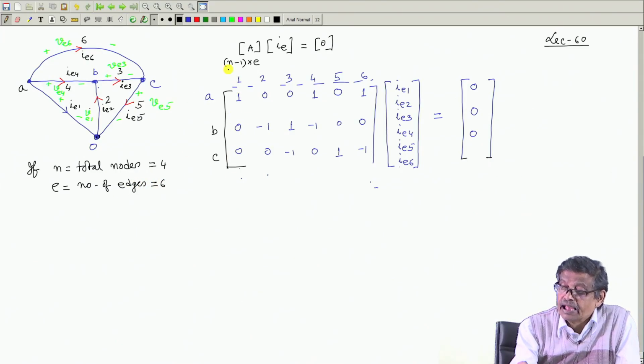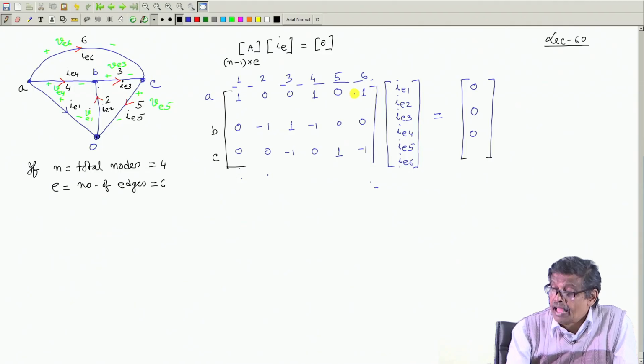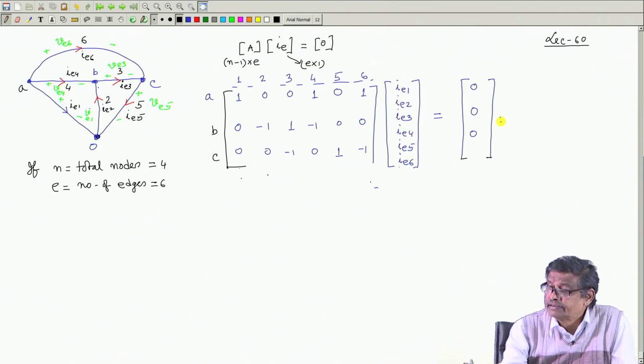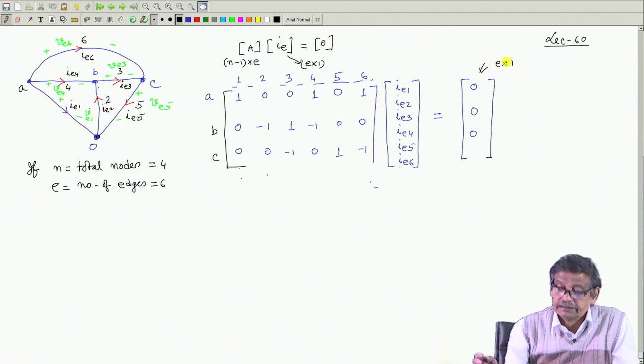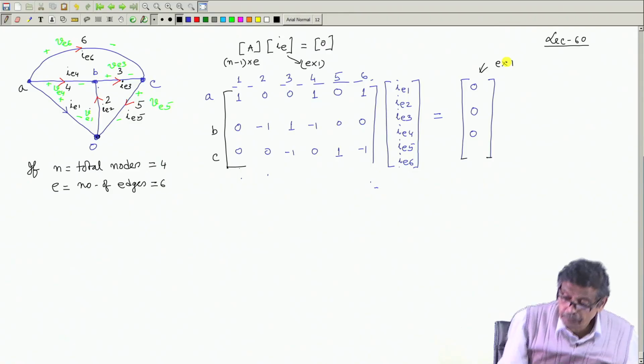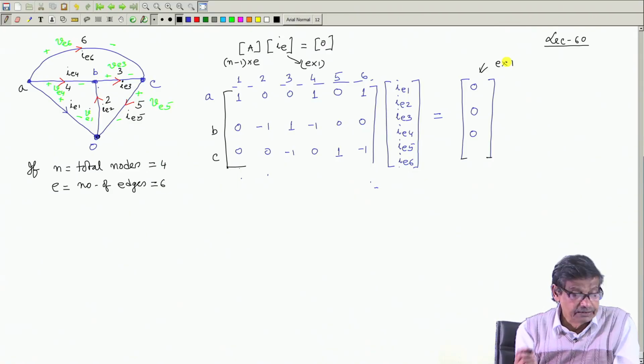So, it will be an (n minus 1) by E matrix, and this matrix, that is I E matrix, will of course be E by 1, it is a column matrix. On the right hand side you also have a column matrix, is it not? This is the thing.